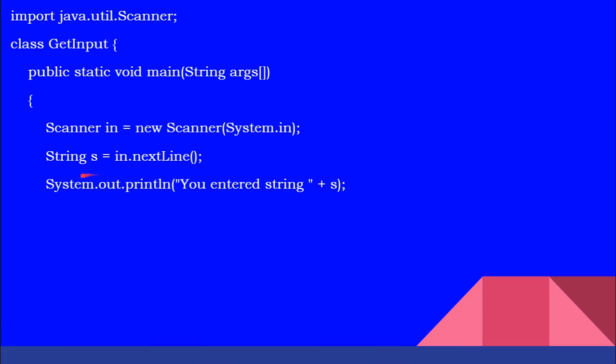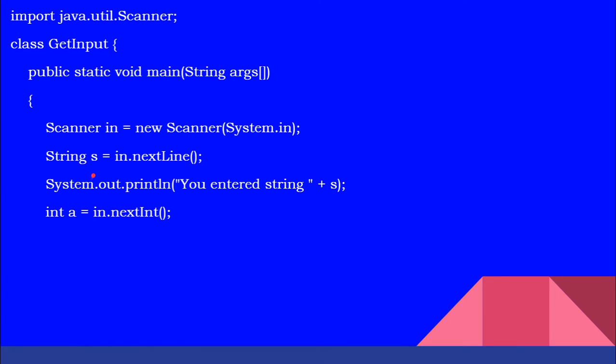Once it gets the input, it prints on the screen with System.out.println("You entered string " + s). Whatever message you want to display is given within the double quotes. Plus is the joining operator, and s is the answer, that is, the input given from the keyboard, which is stored in s.